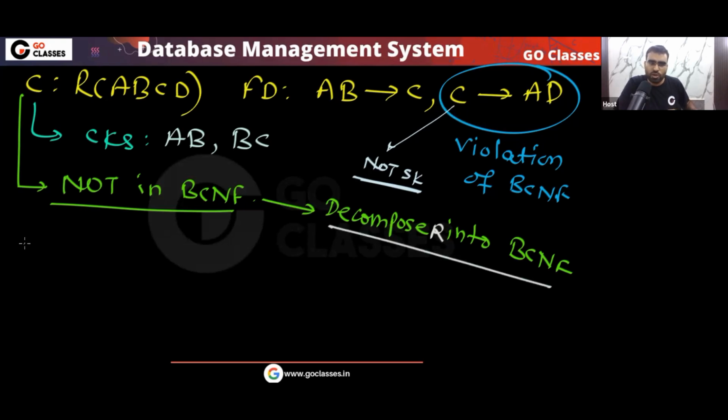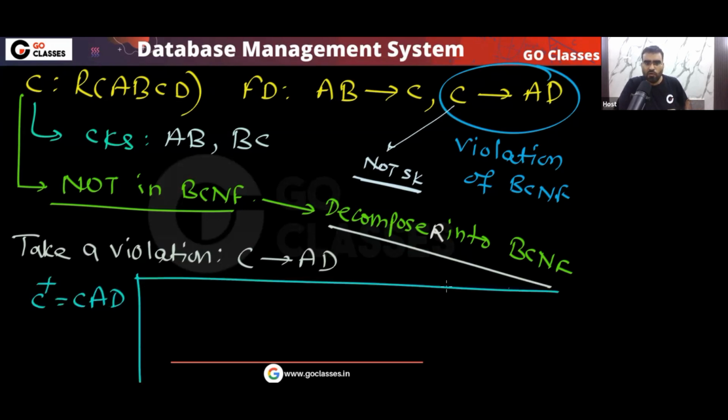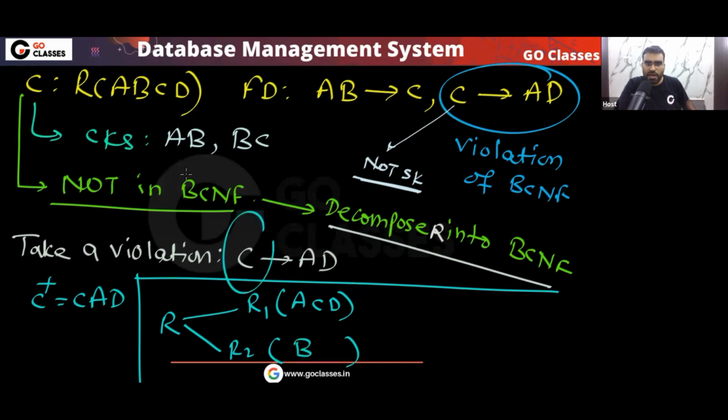Now, if you want to decompose into BCNF, you will apply the algorithm and take a violation. Let me take this violation, C determining AD. Now you will find C plus. C plus will be AD. What is your next step? Your next step is to decompose this R into R1 and R2. R1 will have ACD. What will R2 have? From R you remove ACD, so you will get B, but you add this LHS, so you will get BC.